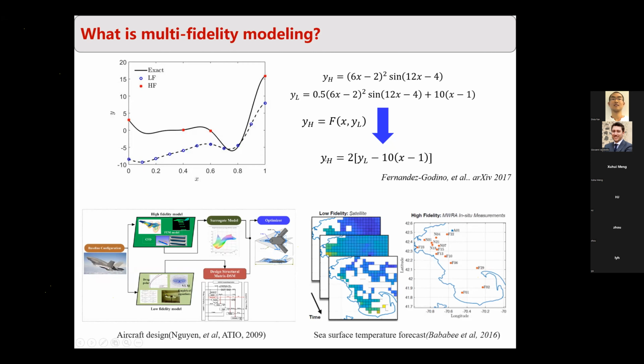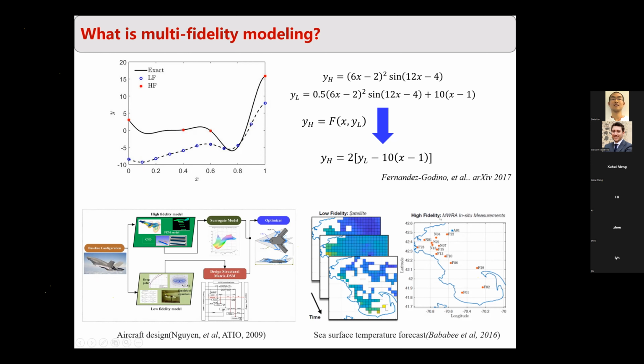And the applications of multi-fidelity modeling have been found in different engineering applications, from aircraft design to sea surface temperature forecast. For example, in the second example, we would like to predict, let's say, the sea surface temperature in this area, and we have two types of data. The first type is from the satellite. The satellite data can cover the whole area, but the resolution is very low. So we can use it as low fidelity data.